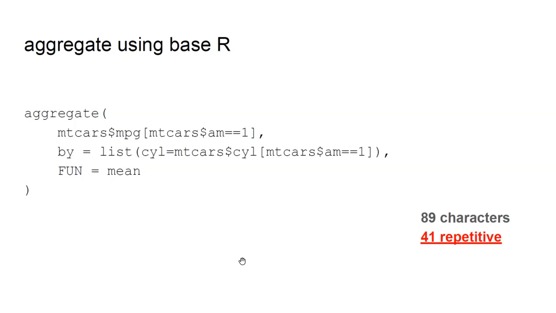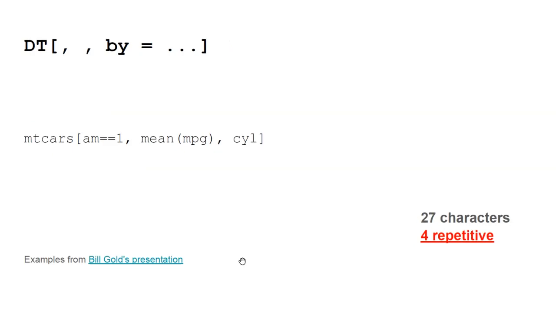to resolve this expression to a logical vector, so it can perform subset on the expected rows that we want to use. So here we see it's 89 characters and 41 is actually repeated. And in data table, it's quite compact. It's 27 characters, 4 is repeated. And we can see that we apply the filter once.